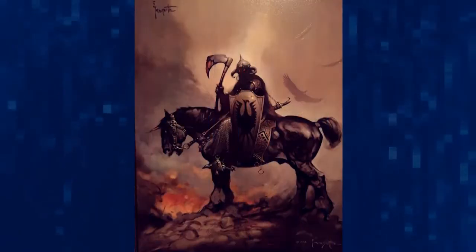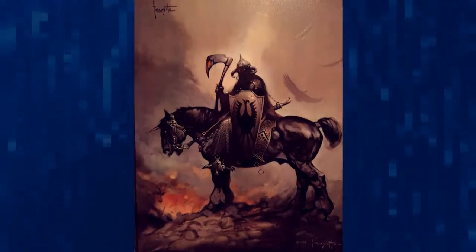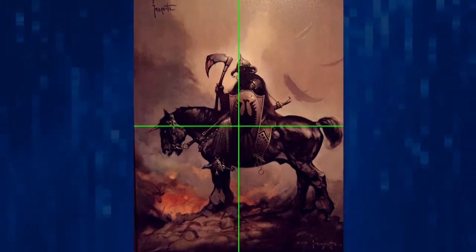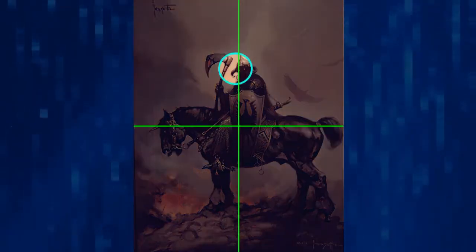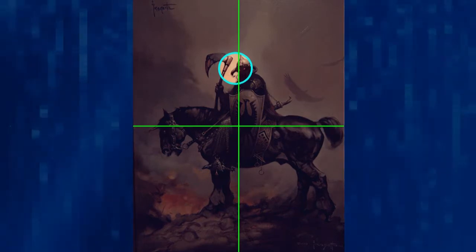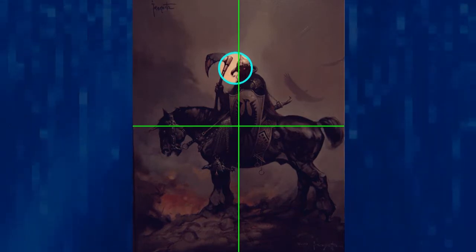This is a single point structure by the legend Frank Frazetta. It sits within a middle line composition setup. We're immediately drawn into the eyes, which rest along the vertical middle line. The eyes of the horse sit on the horizontal middle line, perhaps to retain a little attention.